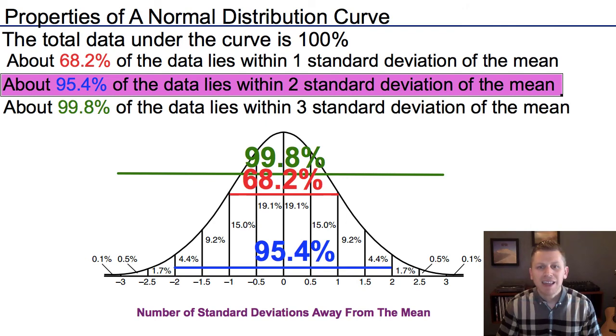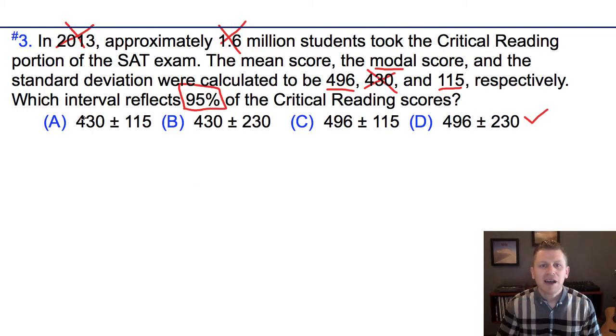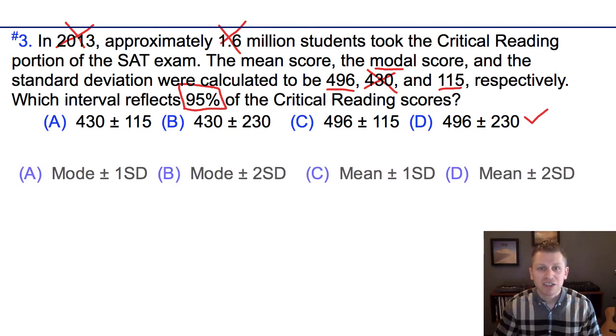So if I go back and think about this problem, I can think about what each of these numbers represents. Well, 430 was the mode. 115 was the standard deviation. 430 again was the mode. 230 is now 2 standard deviations. 496 is the mean. 115 is 1 standard deviation. 496 again is the mean, and 230 is 2 standard deviations.